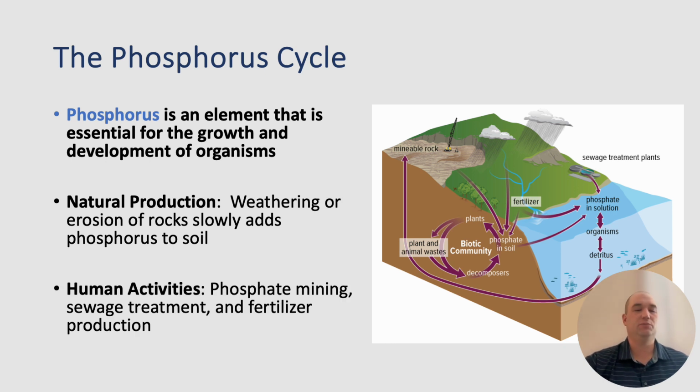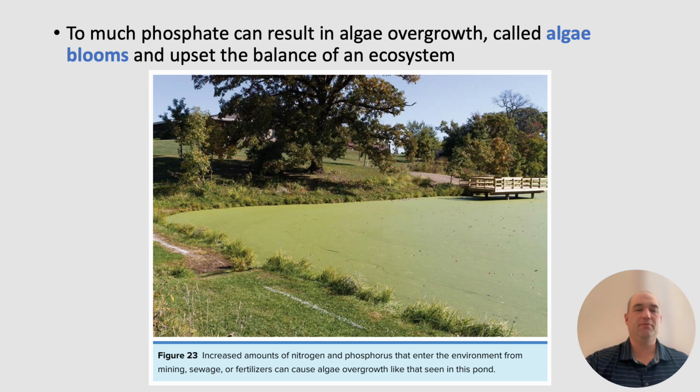Now, humans have sped up this process, and they've done so by phosphate mining, as well as sewage treatment and fertilizer production, and this has severely increased the amount of available phosphorus in the soil. Now, what this does is it could lead to some really big problems, such as algae blooms. Now, too much phosphorus can result in algae overgrowth, which upsets the balance of an ecosystem. And as all of this algae starts to break down and die and decompose, it absorbs all the oxygen. And pretty much what happens is because there's no oxygen in the water, all these plants begin to die off.